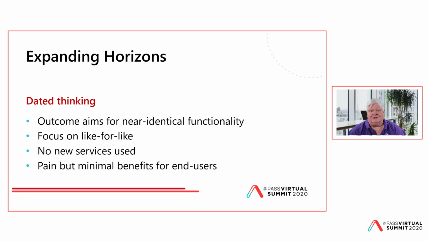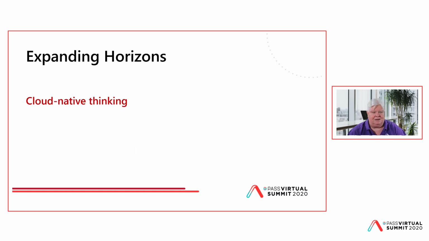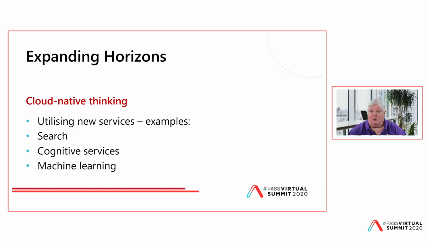They're going to look at this later, and after they've been through all the pain and the disruption, they're going to go, what was that? What was that all about? In fact, what was in it for me? By comparison, cloud native thinking is we're going to use new services as well. So for example, it might be search or cognitive services, machine learning, and so on.